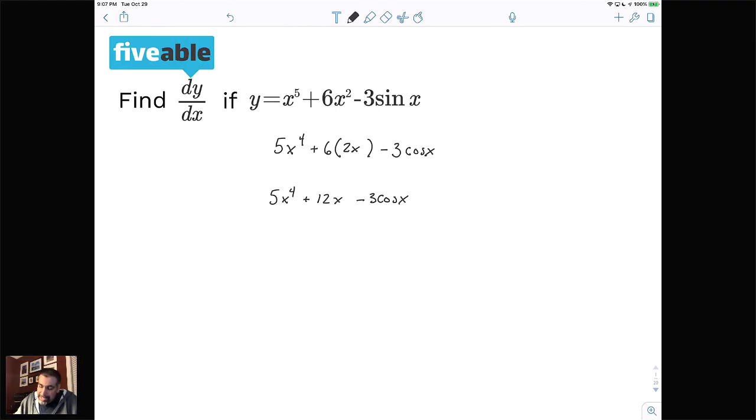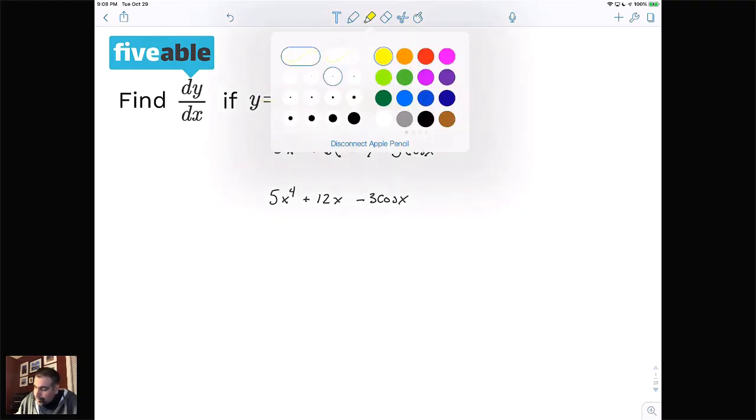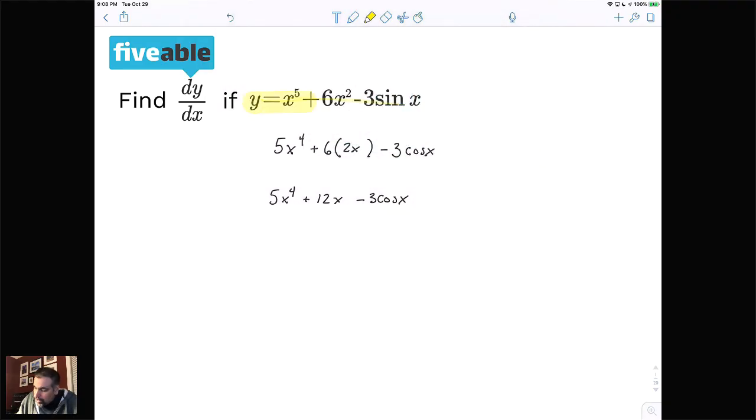But this is an equation when we start. We start up here and we've got this equation. We've got y equals x to the fifth plus 6x squared minus 3 sine x. What you probably don't realize is when you take a derivative, what you're really doing is taking the derivative of both sides. Okay. Now everyone sees what I just did, and everyone's happy as can be because we get those one steps over there, and that makes a lot of sense to everyone.